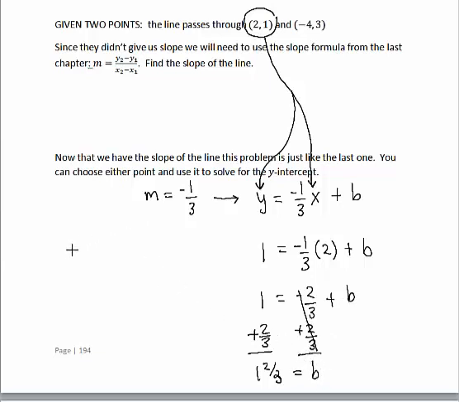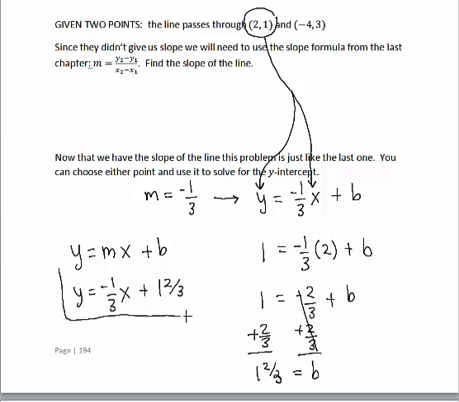And so now I go back to my original slope-intercept form. I replace the m. I keep the y and the x in this case. I just replace the m, and then I replace the b with 1 and 2/3. And this completes my equation for my line.